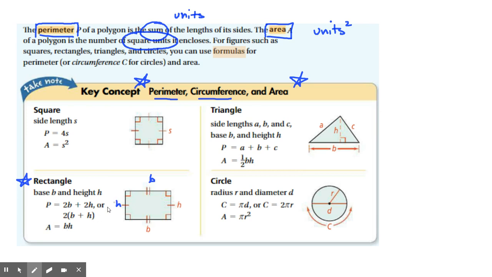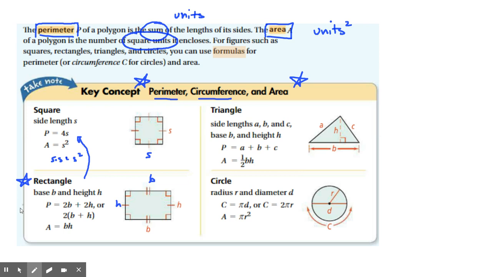The area is base times height, right? So a square is just a fancy rectangle with all the sides the same. So the perimeter, they call it 4s because you're adding s plus s plus s plus s, 4 s's. The area is s squared because you're still doing base times height, but it's just s times s. And s times s is s squared, all right?